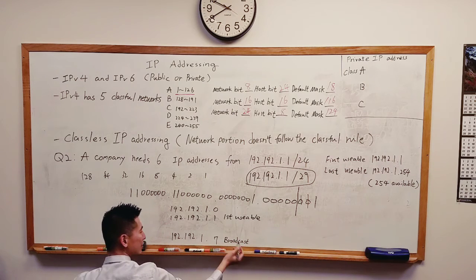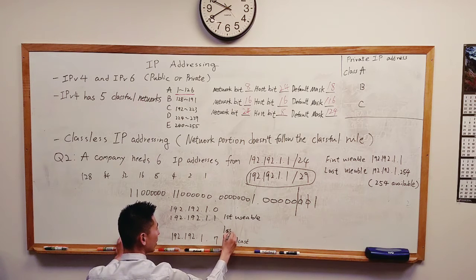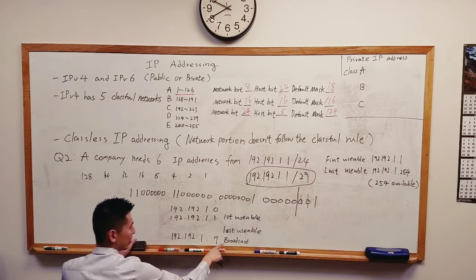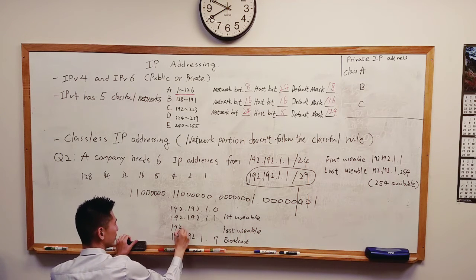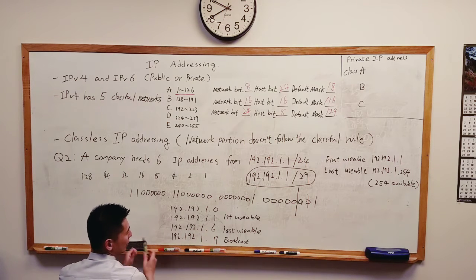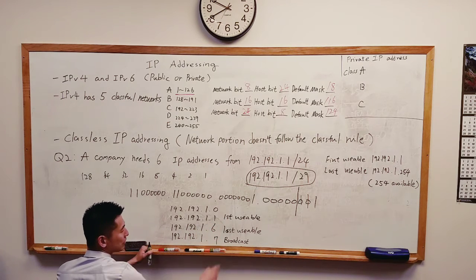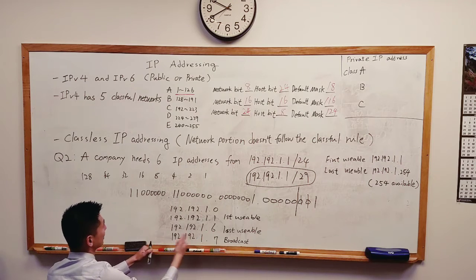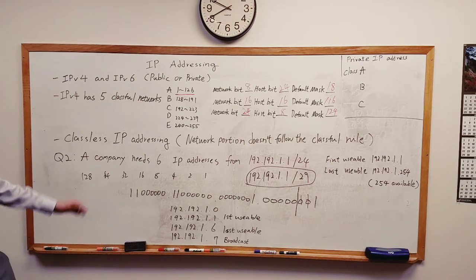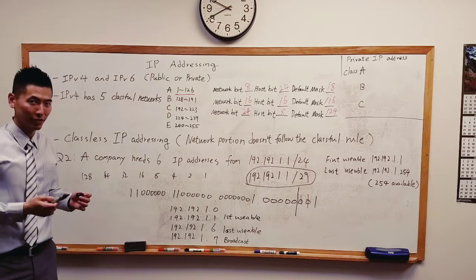Okay, the last usable is going to be the broadcast minus 1. So 192.192.1.6. Now let's count. First usable is 1, last usable is 6. 1, 2, 3, 4, 5, 6. We got 6 available IP addresses. And that's classless IP addressing for you.